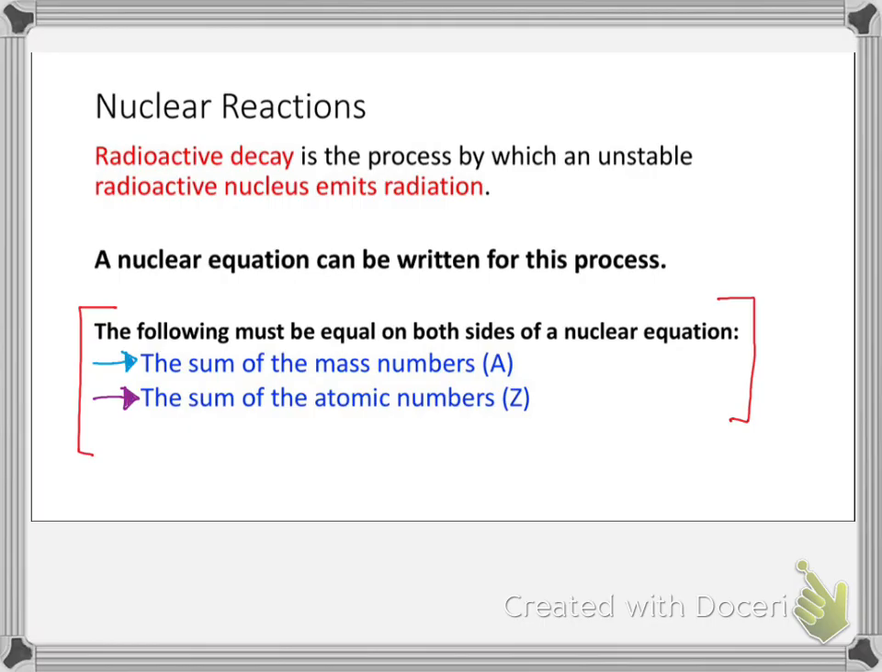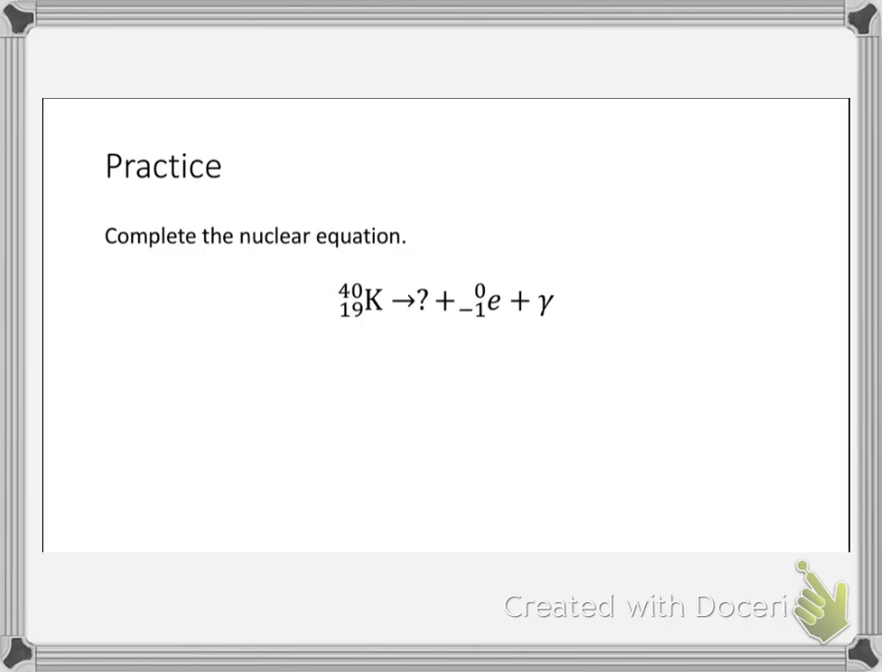But let's see what this means in an actual example. So again, keep in mind, our goal is going to be to make the sum of the mass numbers the same on both the reactant and the product side, and the sum of the atomic numbers the same on the reactant and the product side. So here's an example equation. This is the reactants. It only has the potassium-40 here, and then we are going to have an arrow, and then we have the products.